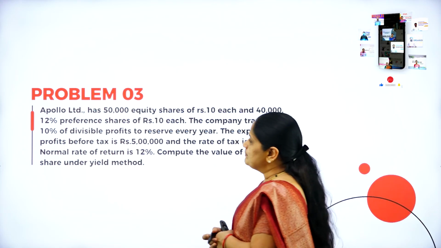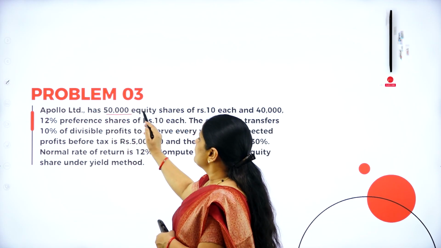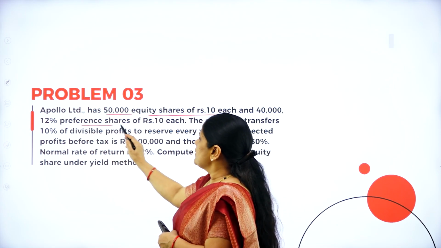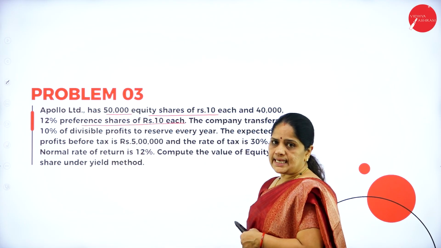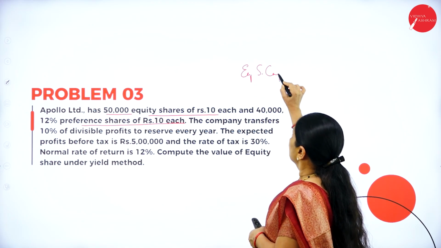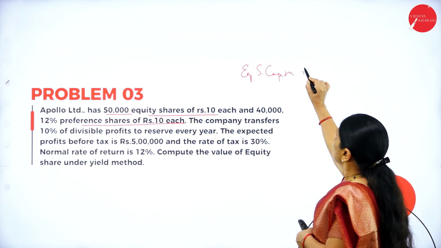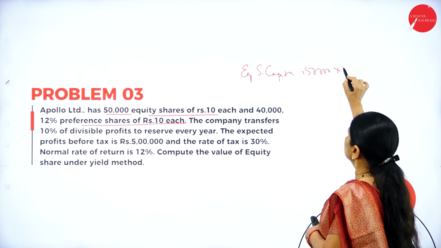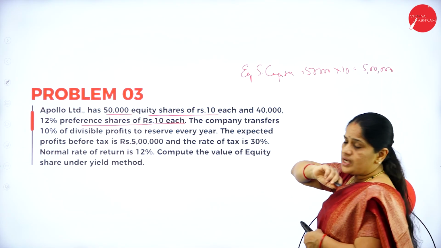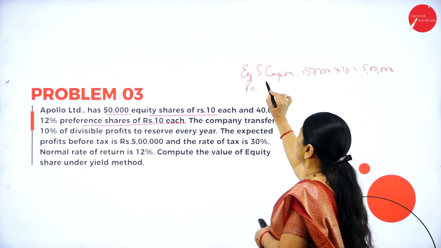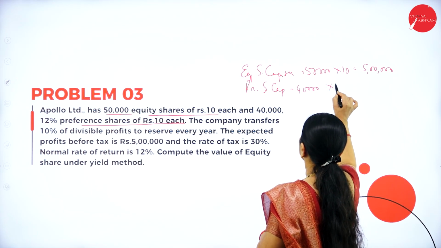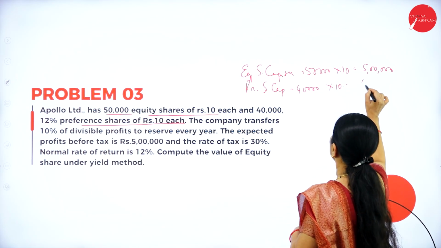Now, here the problem 3 is, Apollo Limited has 50,000 equity shares of rupees 10 each and 40,000 12% preference shares of rupees 10 each. Now, what is the equity share capital here? 50,000 into 10. That is 5 lakhs. Next, they also have a preference capital here. So, the preference share capital equals 40,000 into 10. That is 4 lakhs.